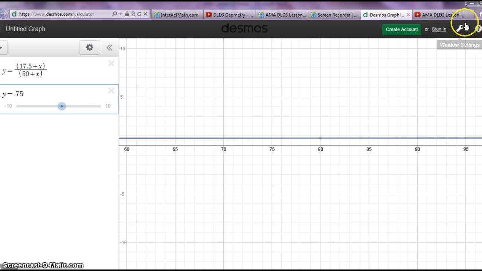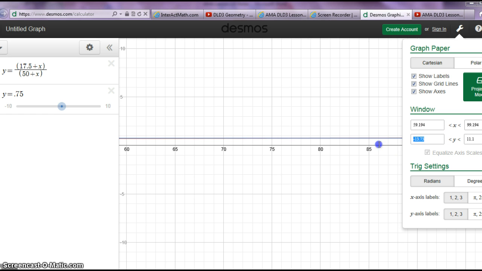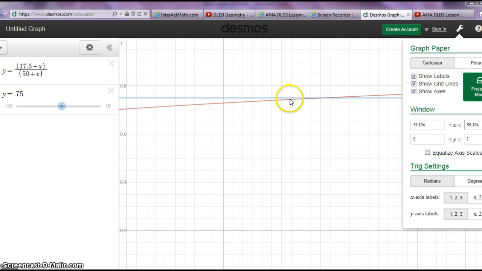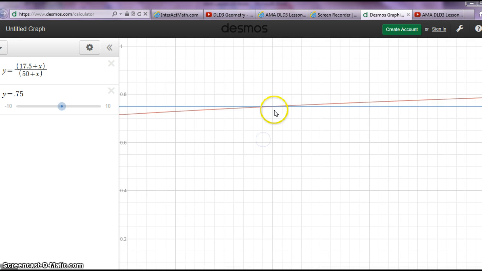I'm going to change my y-axis so I can really see that intersection. And it shows me that it intersects at 80 and 0.75. What that tells me is that to get a 0.75%, I need 80 milliliters of solution. So that's how I use my graph to solve in this case.